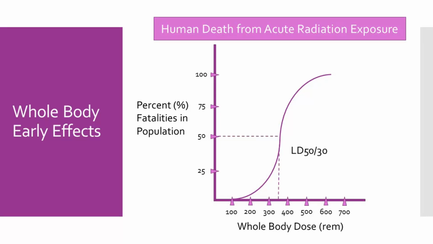We can also see the lethal dose of 50% of the population dying within 30 days of the exposure falls around 350 rem. Notice the sigmoidal shape of the graph and that it does have a threshold of 100 rem. That is why we refer to this response graph as a nonlinear threshold graph.